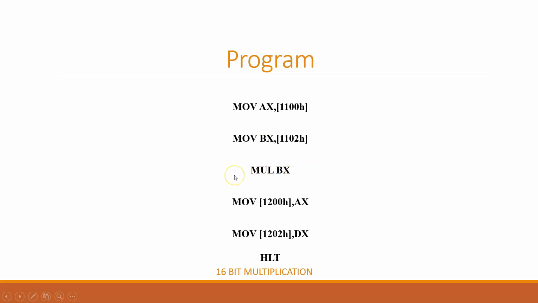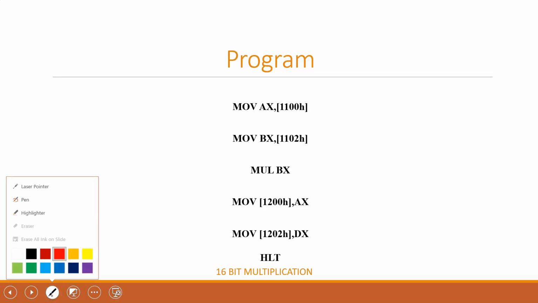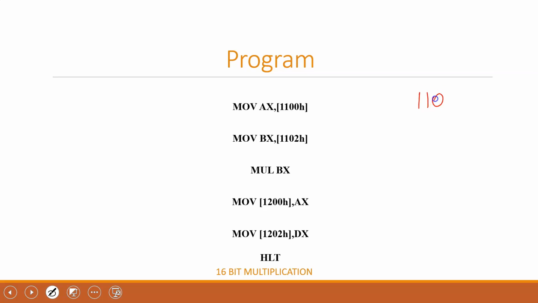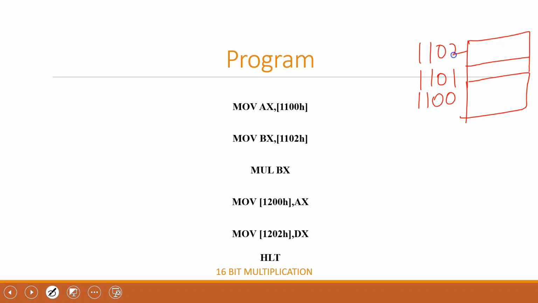So what will this instruction do? Let me consider 1100 as the memory location, and each and every memory location will have 8-bit data, so 1101, 1102, 1103. MOV AX, 1100 means I am going to get two datas. Let me first consider that I have 11 here, and 11 here, and 22 here, and 22 here.